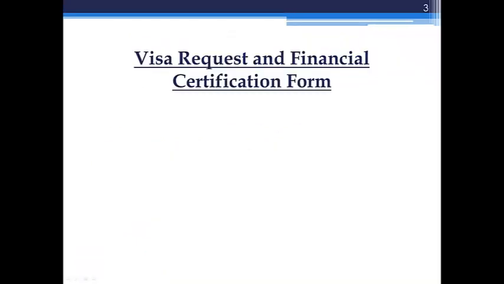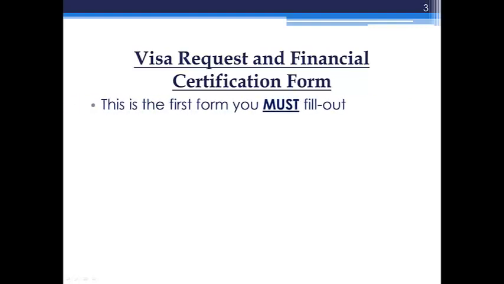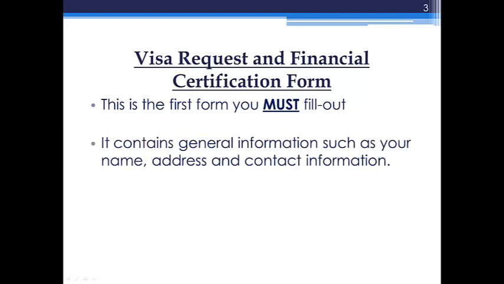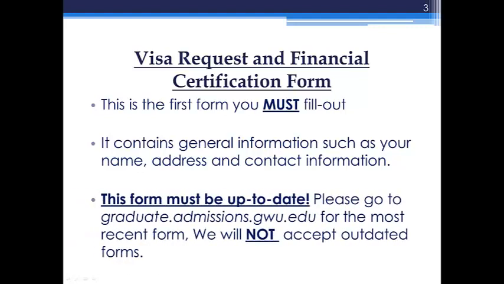The first form is the Visa Request and Financial Certification form. This form contains general information about yourself, such as your name, address, and contact information. This form can be found on the Graduate Admissions website. Please use the most up-to-date form from the Graduate Admissions website. Forms not for the academic year for which you are applying will not be accepted. We do not accept outdated forms.